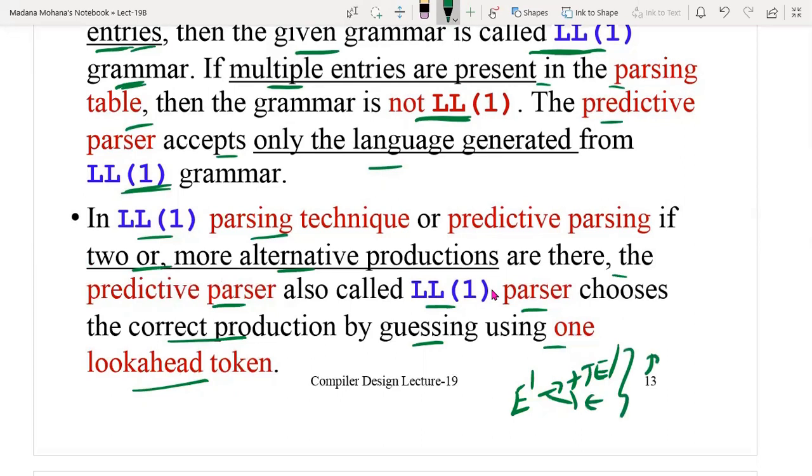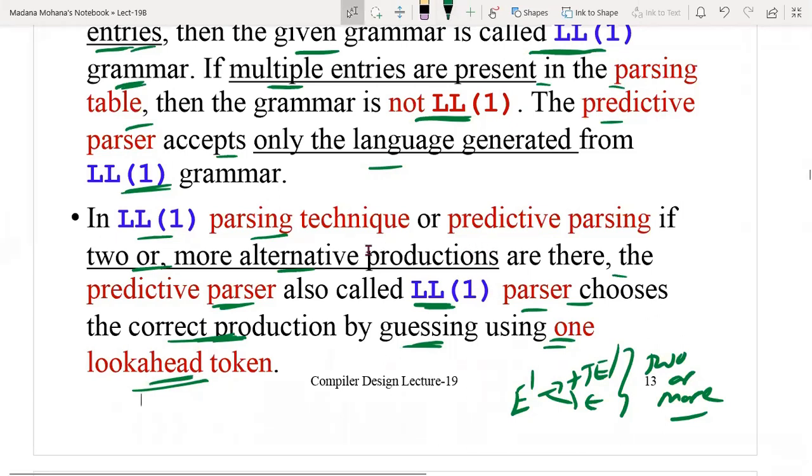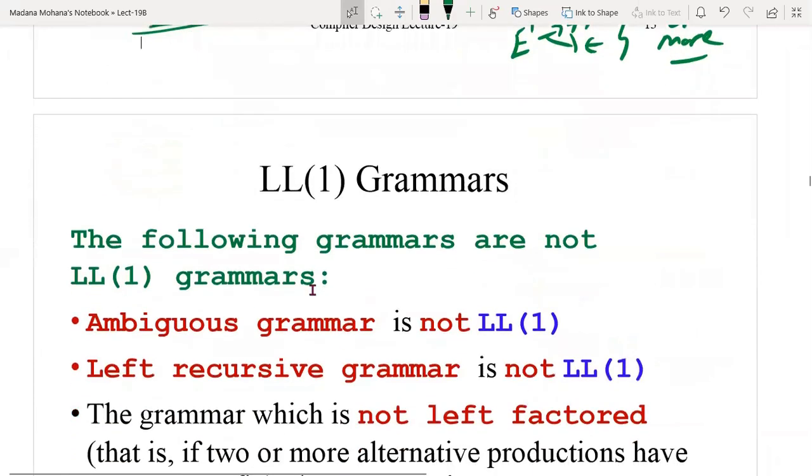So here two or more alternative productions are there. So the predictive parser from now onwards will also be called an LL1 parser, except if there are multiple entries in the table. It chooses the correct production by guessing using one lookahead token. There is one input symbol. So that is another advantage of LL1 grammar with respect to the predictive parser.